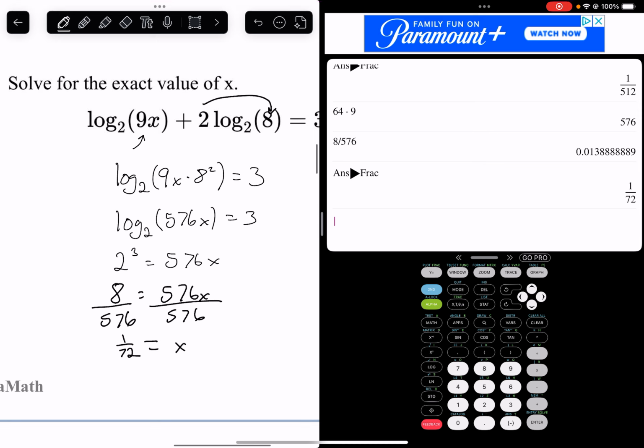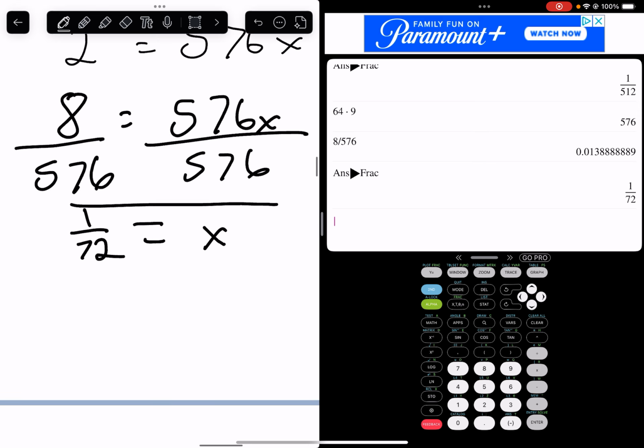Of course, we look: can we plug 1 over 72 in? Yes, we don't get any negatives on the inside, so we are good to go, and that is our solution.